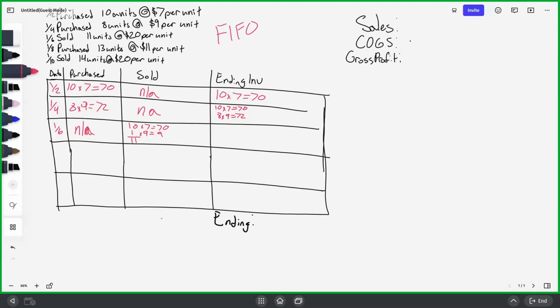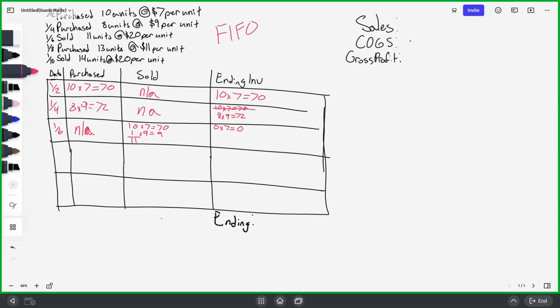So what's our ending inventory looking like? 7 times 9? Oh, so we took all 10 units of our $7. So now you can cross it off, or put here 0 times 7 equals... not the 70. 0 times 7 equals 0, because we no longer have any units for $7. We sold them all. We took them out of our closet, I'd like to say.